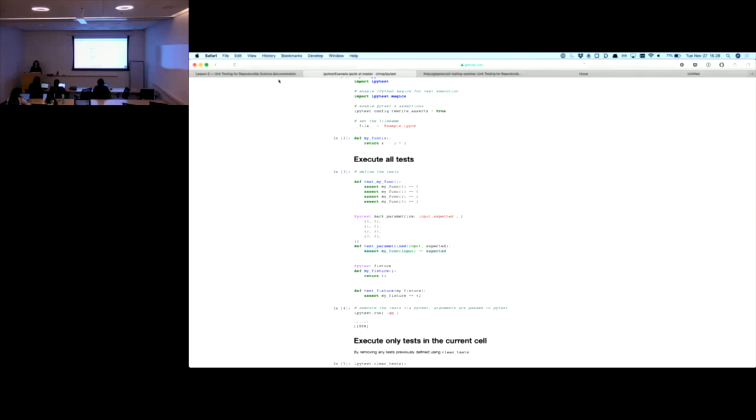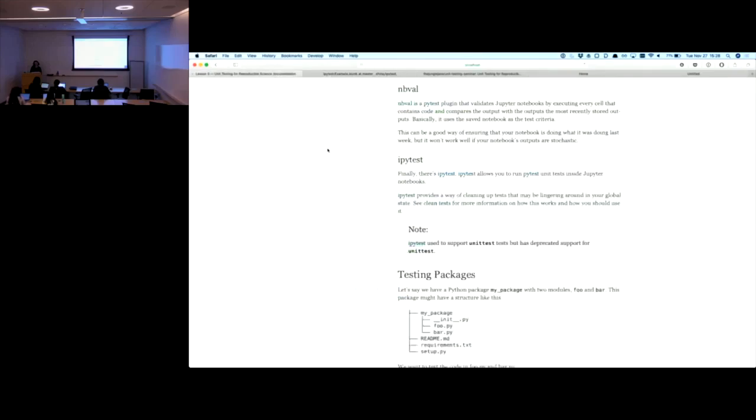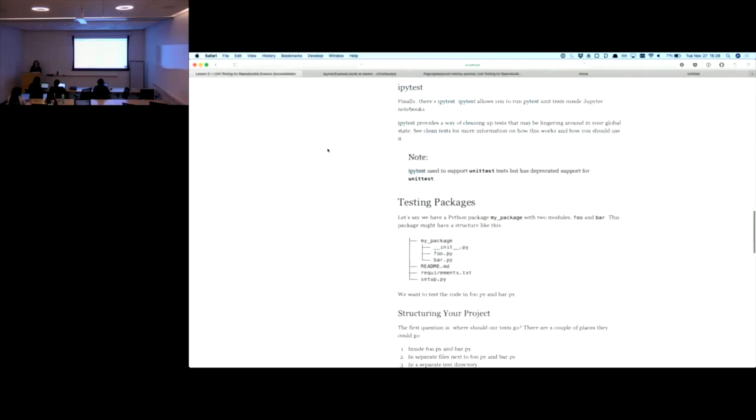Does anybody have other thoughts on how you might test a Jupyter notebook? Okay, just curious.